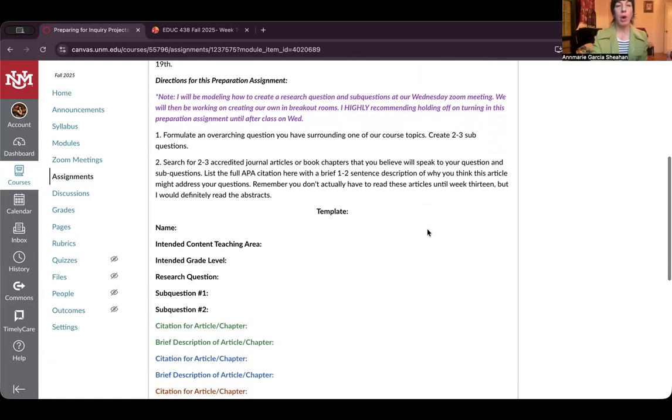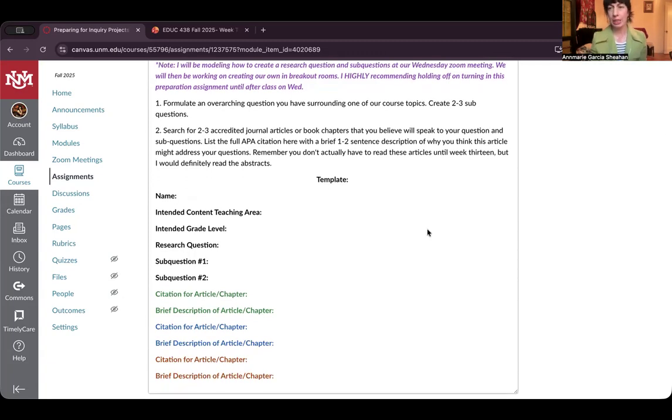Okay. So I'm going to explain these directions in more detail on Wednesday. You note here, once again, I will be modeling this work at our Wednesday Zoom meeting, and then we're working on creating our own in breakout rooms. So I highly, highly recommend one more time holding off on turning this in until after class on Wednesday.